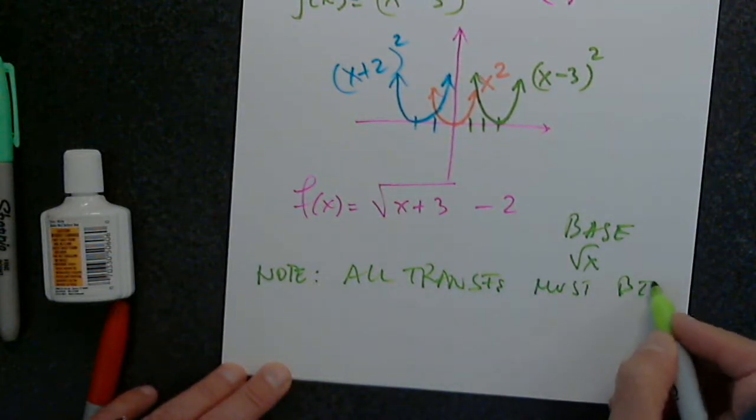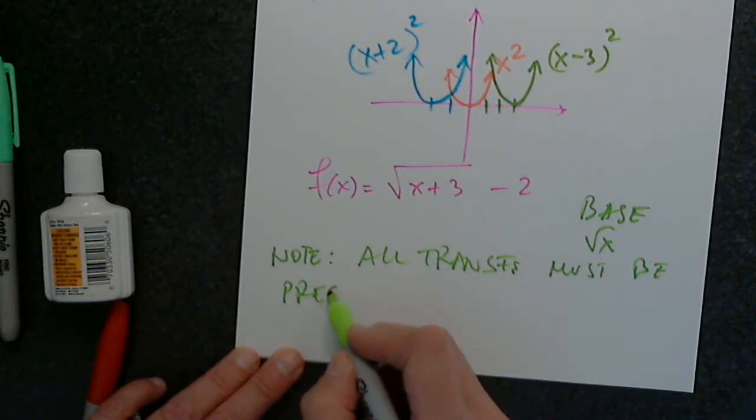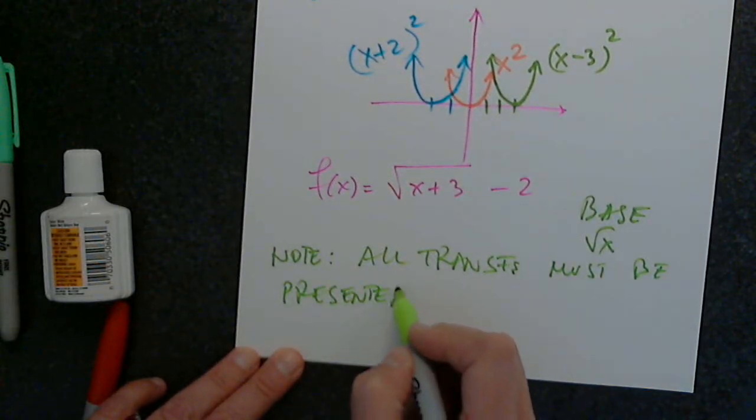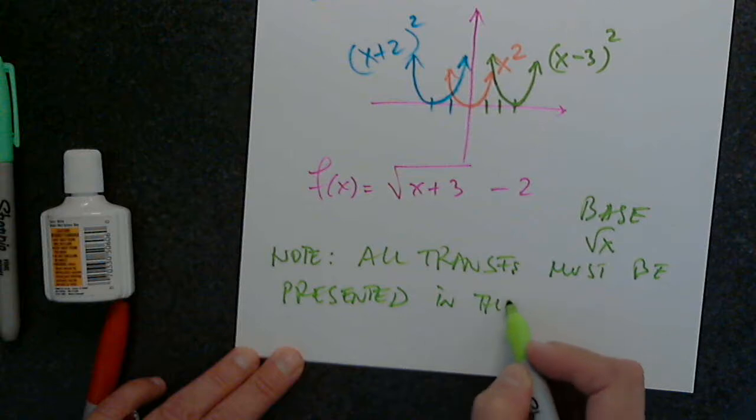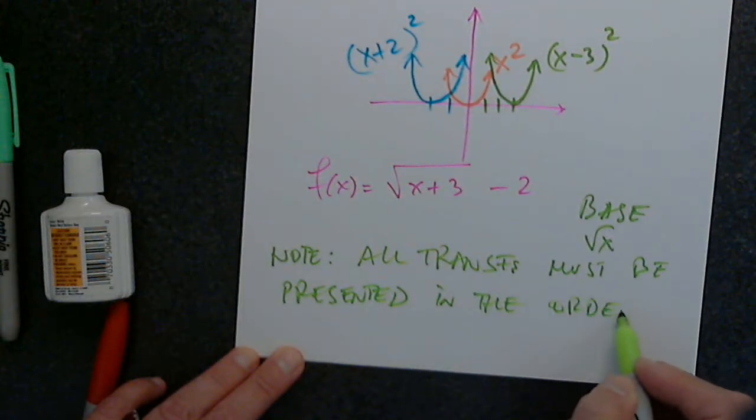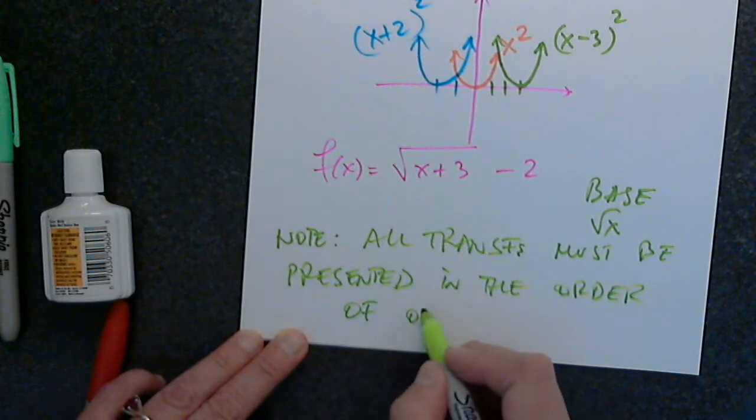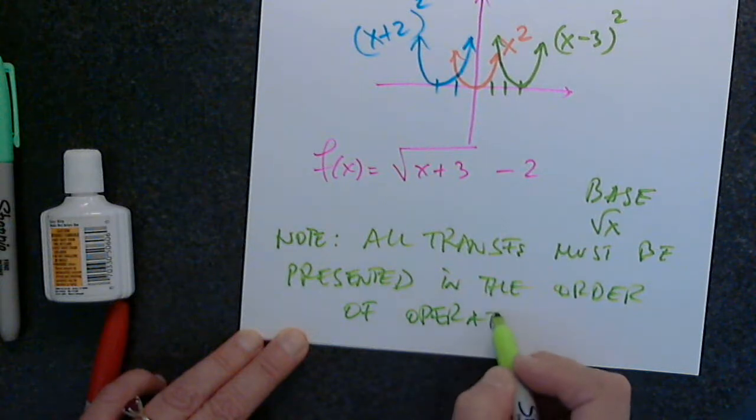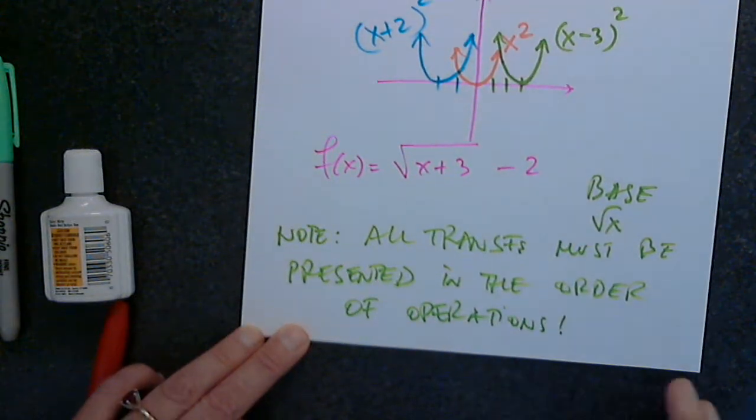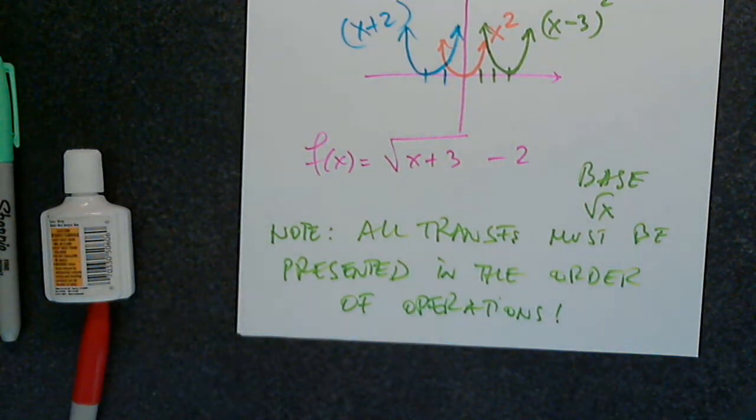Note, very important note, all transformations must be presented in the order of operations. Okay, let's see what I mean by that. Let's look at this function. If I ask you to evaluate this function, let's say for x equals 6, which operation would you perform first?